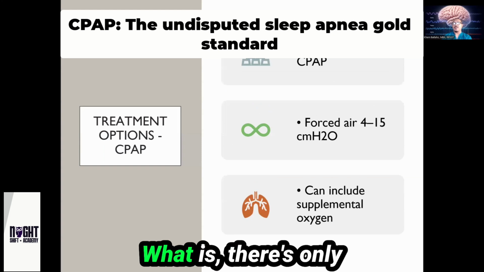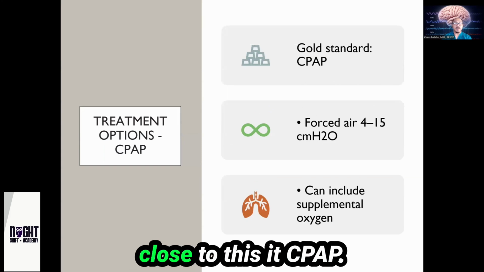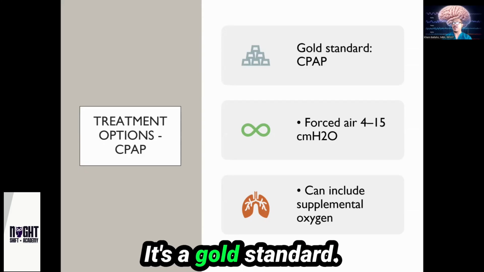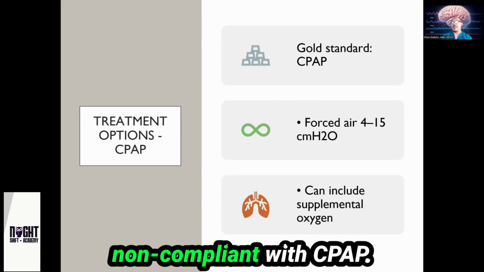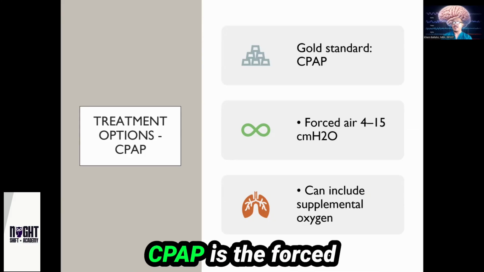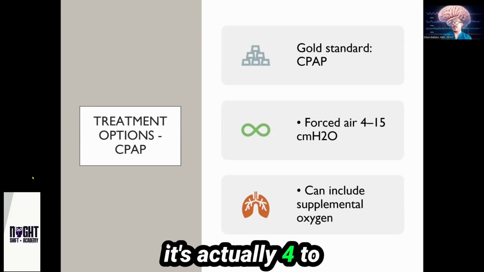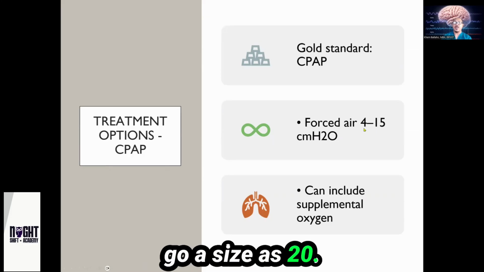With advancement in sleep technologies, CPAP still reigns as the gold standard for sleep apnea. And it could be Bilevel or APAP if they're non-compliant with CPAP. Even nowadays, after 30 years, CPAP is the forced air from 4 to 20, right? Because CPAP can go as high as 20.